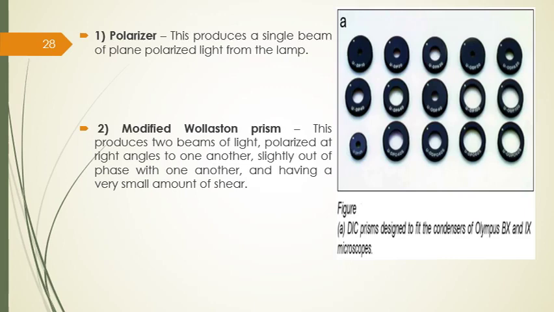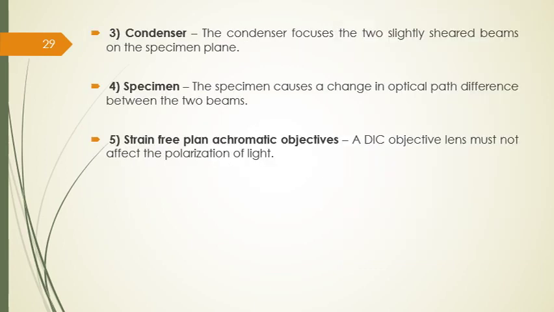So here we have a very brief description of various components of the DIC microscope. Here we have a polarizer. The polarizer produces a single beam of plane polarized light from the lamp. After that we have a modified Wollaston prism. This produces two beams of light polarized at a right angle to one another, so they are slightly out of phase with one another and have a very small amount of shear. The amount of shear is on the order of the resolution of the objective. Here we have a condenser.